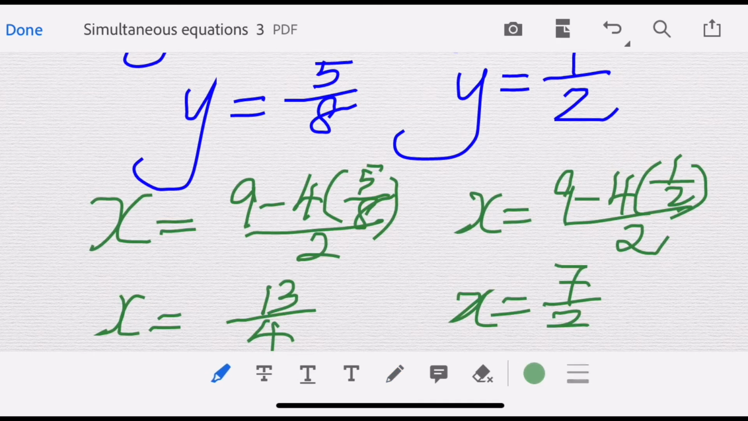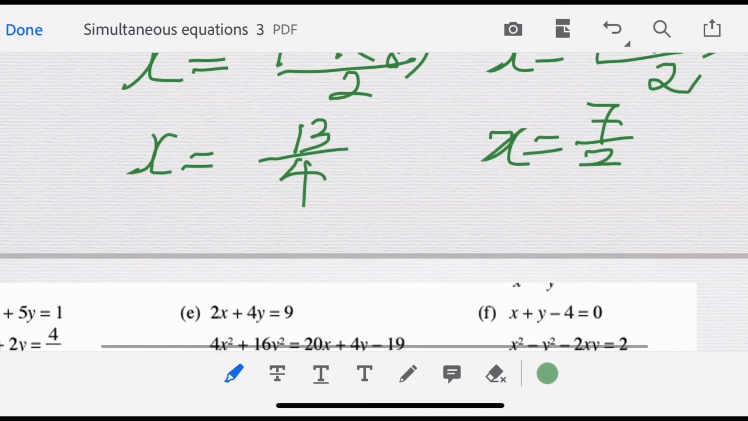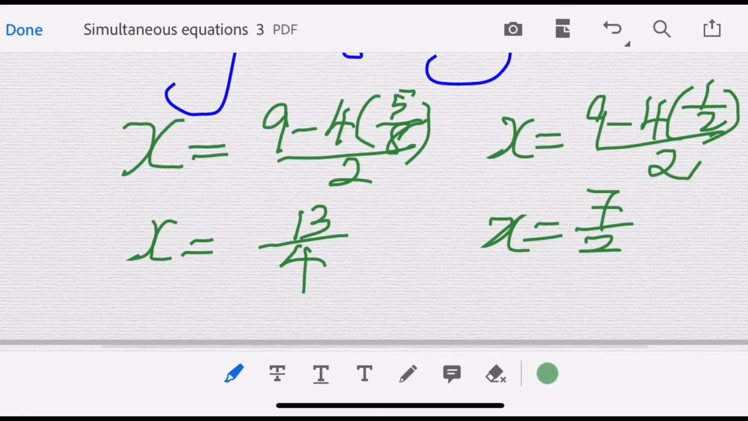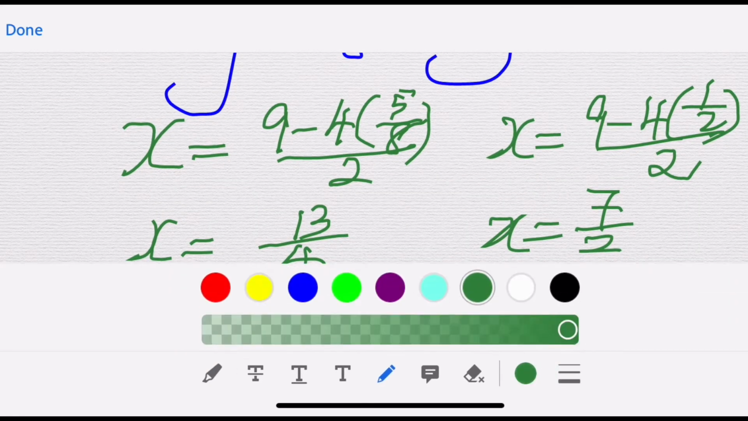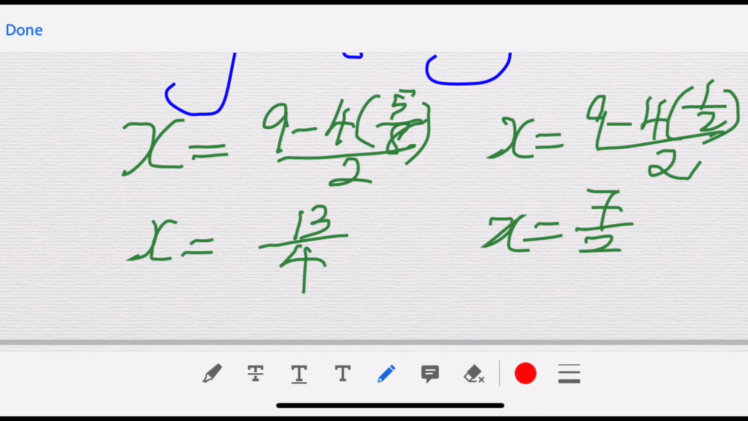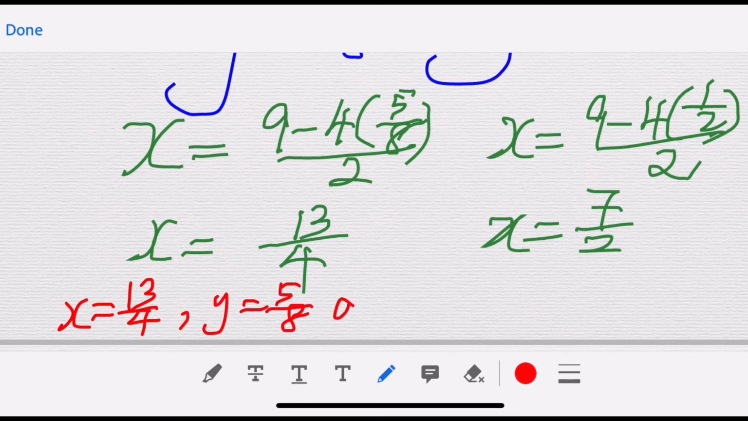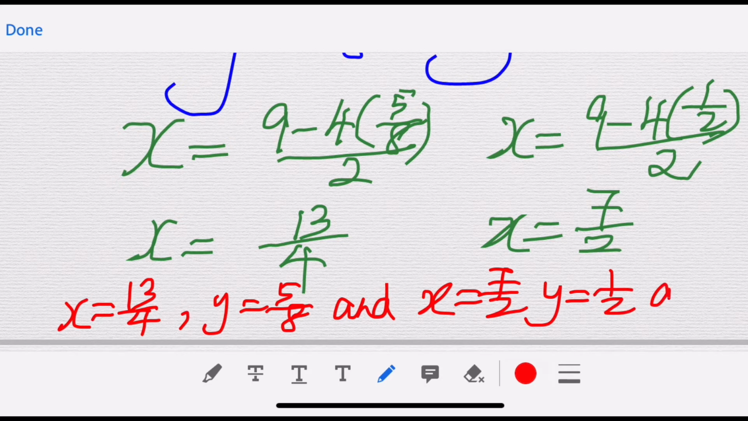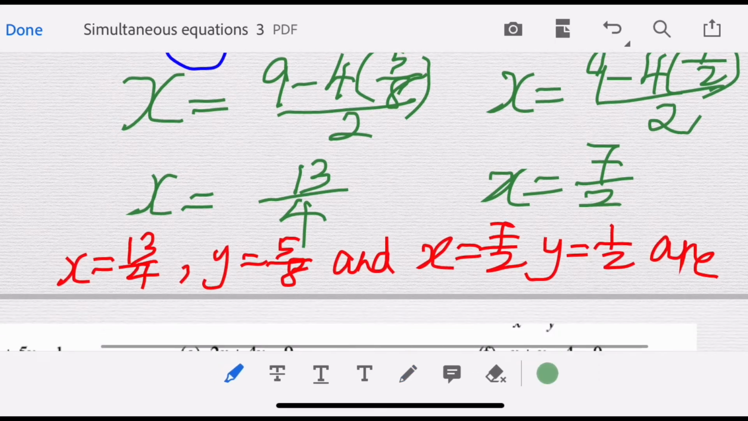Are you getting this answer? So finally, we should have 2 solutions. What are they? One of the answers is x is 13 over 4, then y is 5 over 8. And then x is 7 over 2, and y is 1 over 2. These are the solutions, right?